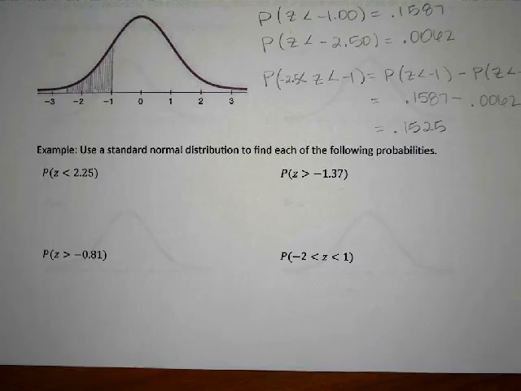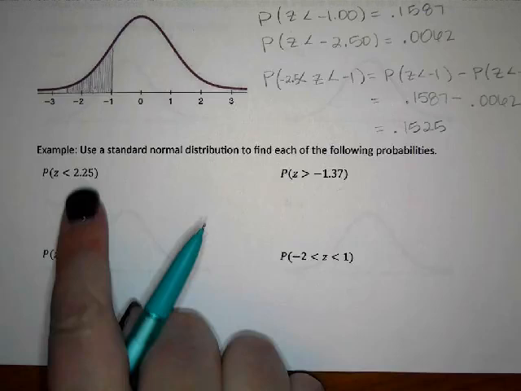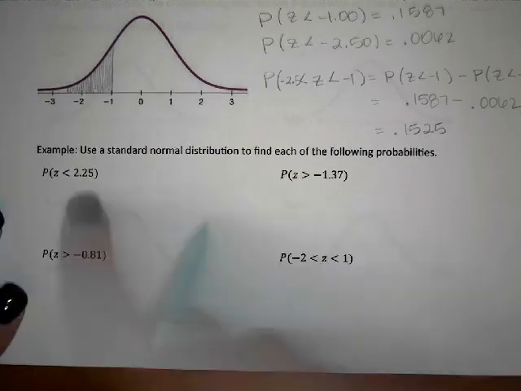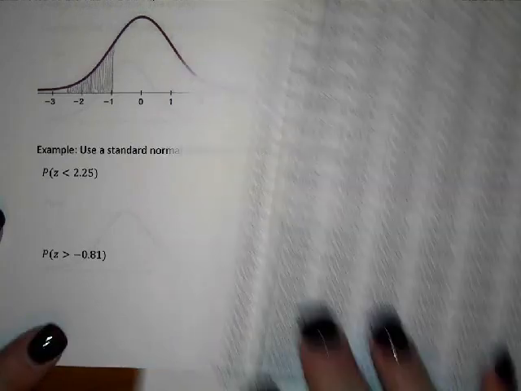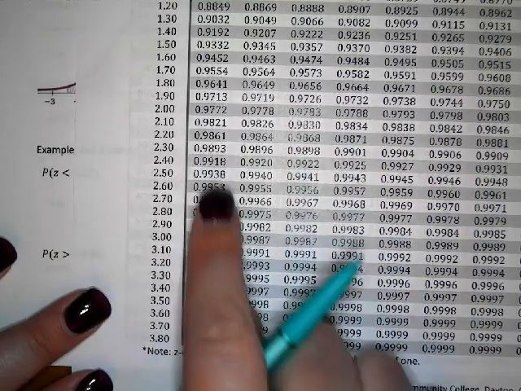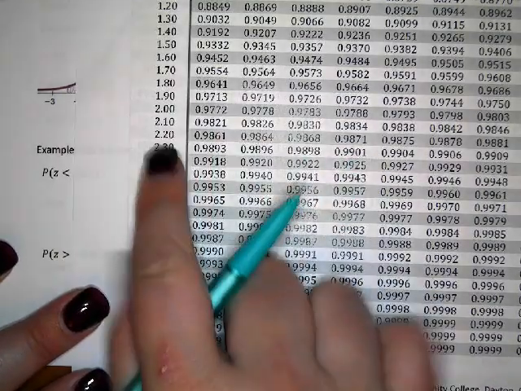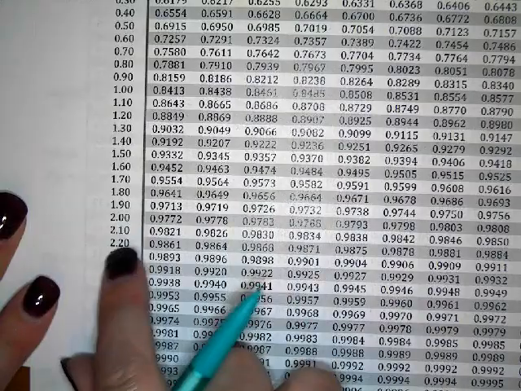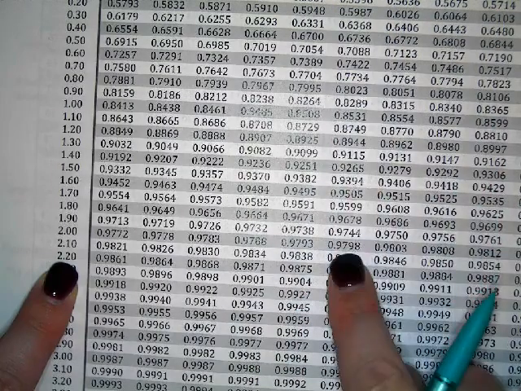All right, for this first one, we have less than, that's to the left of 2.25, so that's exactly how the chart works. So we're going to look for 2.2 right up here. And then I'm going to look for 0.05, 0.9878.